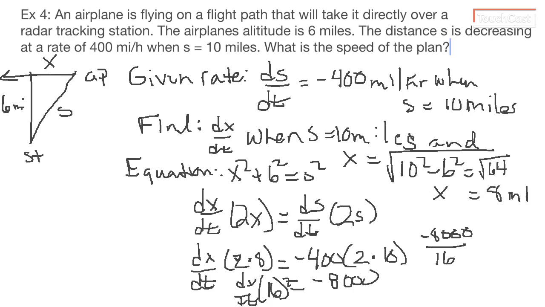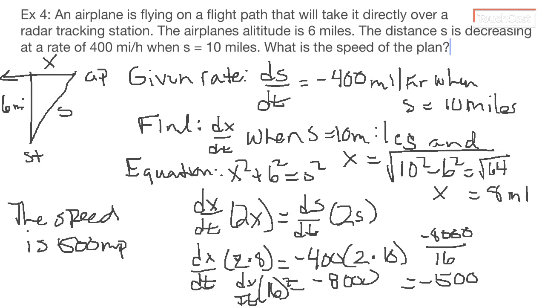Once we do that, using a calculator, we get negative 500, but we can't really have negative speed. So what we can say is the speed is 500 miles per hour, because even if we were driving in reverse, our speed's not going to be negative.